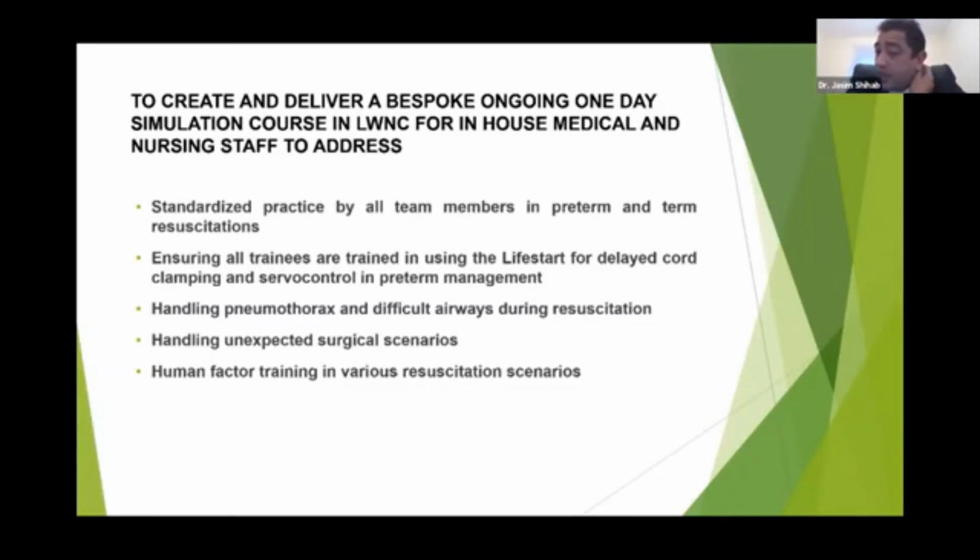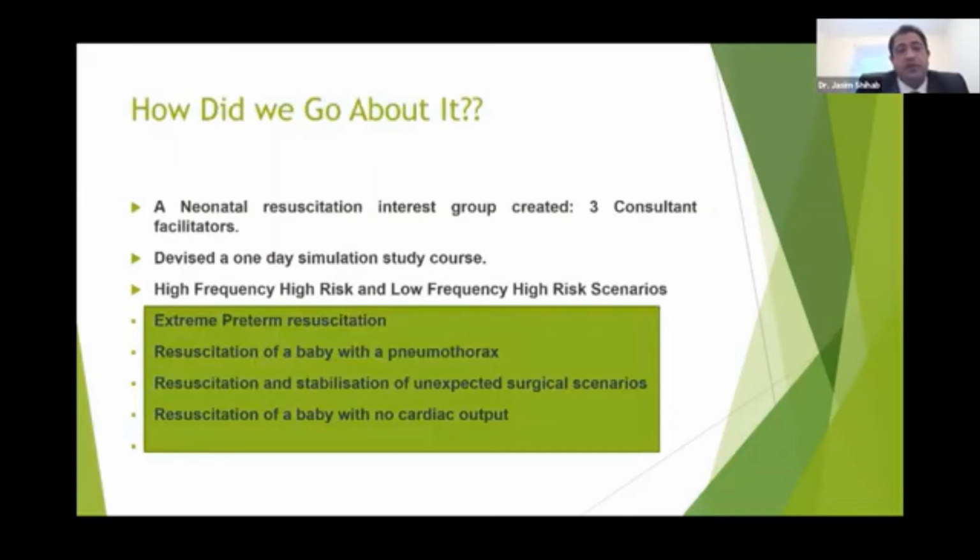Essentially, all surgical cases are transferred across to the surgical center antenatally. Now, at times you have mothers walking in with a gastroschisis or a diaphragmatic hernia and delivering. So we want our trainees to take care of these babies as well as address human factors training in various resuscitation scenarios. So what did we do? We created a resuscitation interest group with 3 consultant facilitators leading this group.